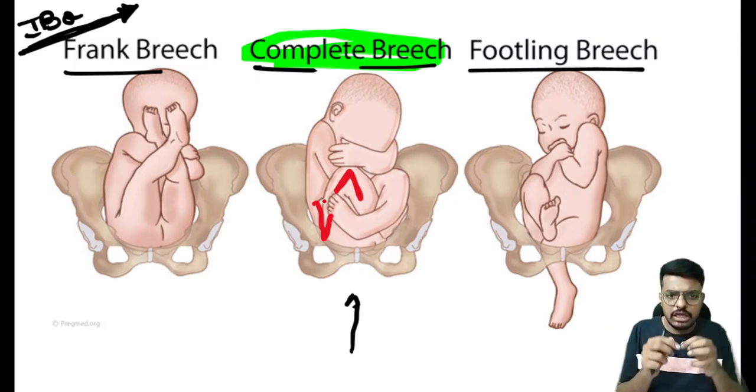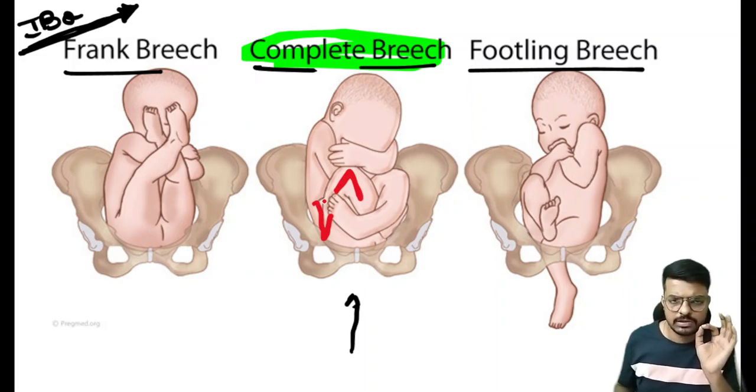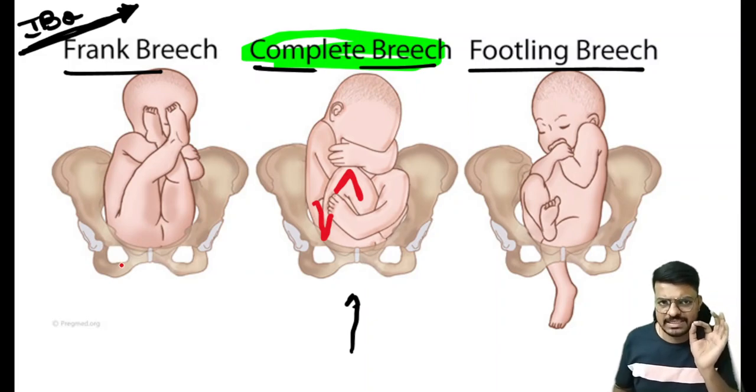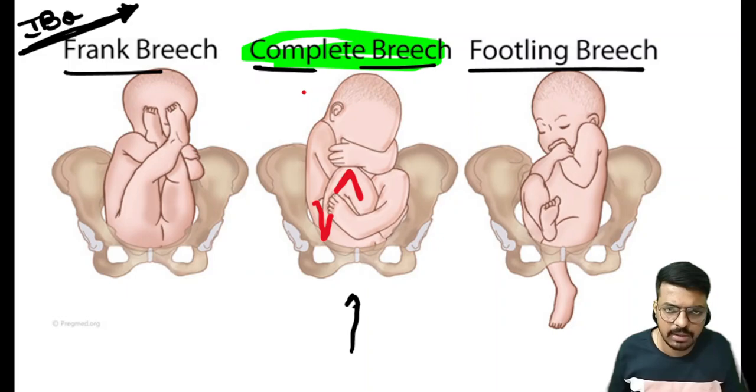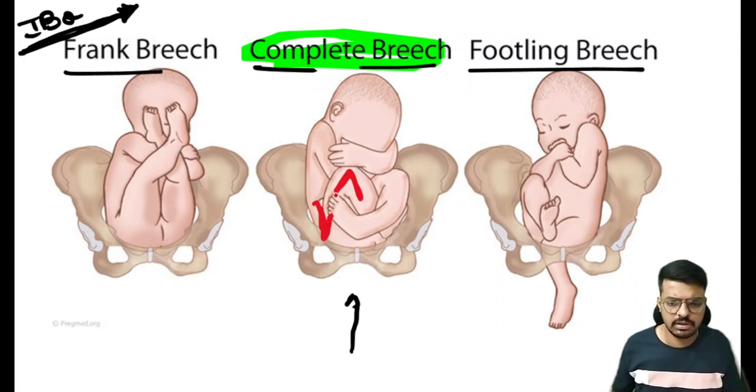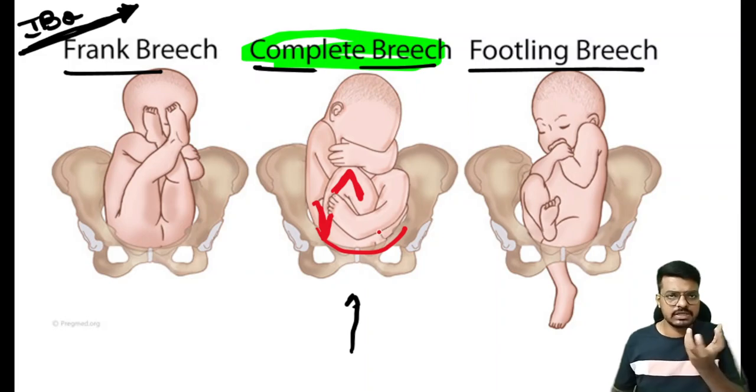So here, also, in the universal position of the fetus, each and every part of the baby is completely flexed. Yes, complete flexion is the universal attitude of the fetus, the universal position of the fetus. Very importantly, here in the complete breech, the hip is flexed and the knee is flexed, and the buttock is staying in the inlet of the pelvis.